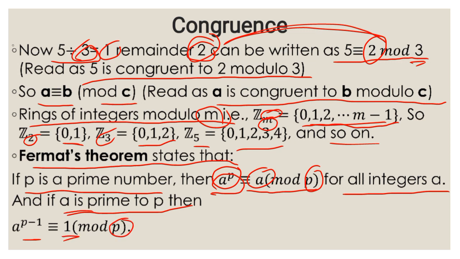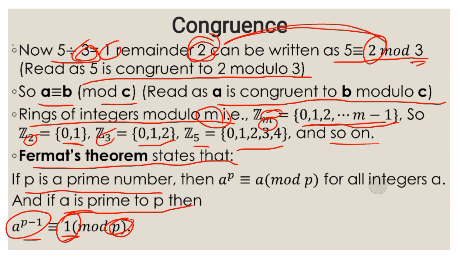So once a and p are coprime, then if you divide a raised to power p minus 1 by p, you always get the remainder 1. Okay, that's what we're learning. And that's what Fermat's theorem is saying. So you should be able to state Fermat's theorem, okay?